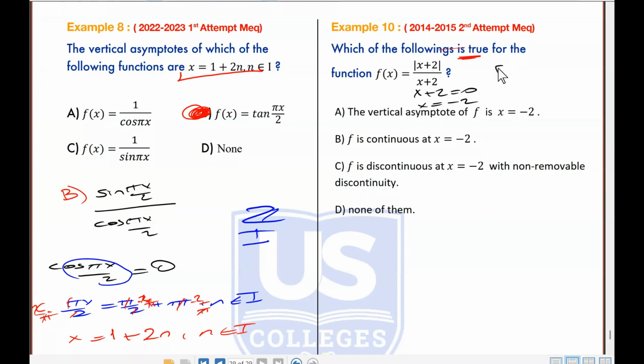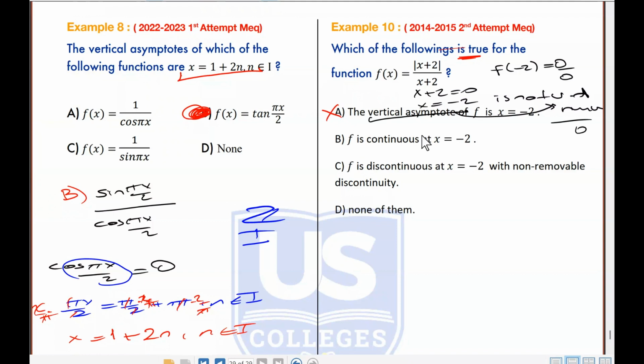But it shouldn't make the numerator 0 too. When you insert negative 2 in the function, you're going to get 0 over 0. So x equals negative 2 is not your vertical asymptote. In order to have a vertical asymptote, the result should be a number other than 0 over 0. But your result is 0 over 0. So that's false. It's not your vertical asymptote.